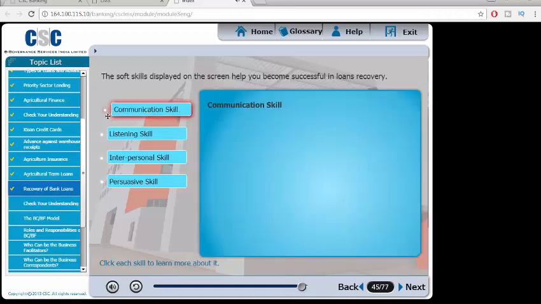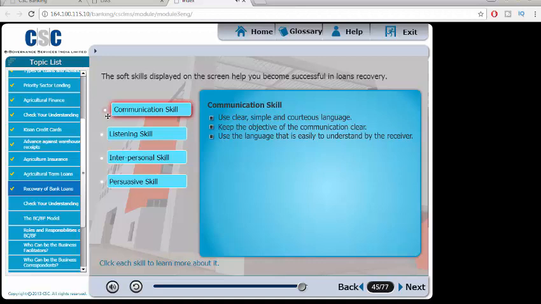For effective communication with the receiver, use clear, simple and courteous language, verbal as well as body language. Keep the objective of the communication clear. Use the language that is easy to understand by the receiver. Be watchful and sensitive to the receiver's responses. Make sure that the body language is not adverse to the receiver, though unintentional.